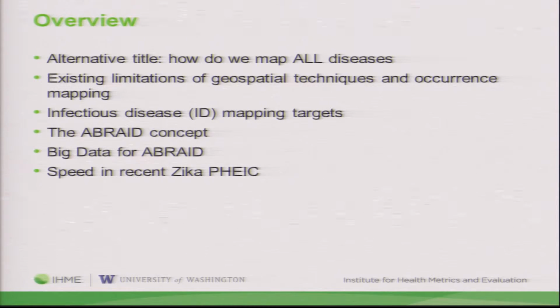this particular problem. So first, I'm going to have to tell you about the existing limitations of some of the geospatial techniques that we use, and particularly in gathering occurrence data to fuel that process. Then I'm going to talk to you about the known knowns, if you like, the infectious disease mapping targets that are out there, and perhaps illuminate to you a problem that you're not so aware of.